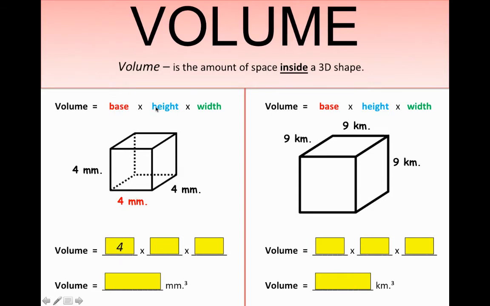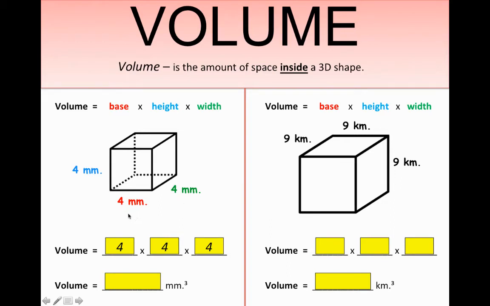The next one we're going to take a look at is the height. The base was horizontal, so the height should be the vertical side, the up and down side. This one is considered the height, so we're going to plug that 4 into this spot. The next one is the width. That's going to be the one that is slanted going backwards here. That is this 4 right here, so you're going to plug that 4 into that spot.